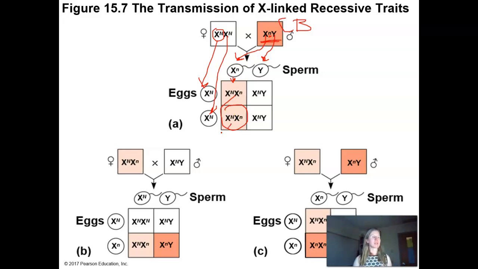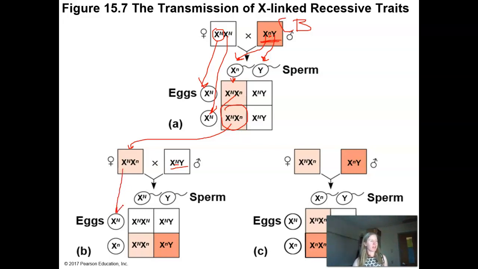So let's see what happens when she produces offspring. Here we're going to mate her with a normal vision male. He's got the dominant trait, the normal trait for color vision.